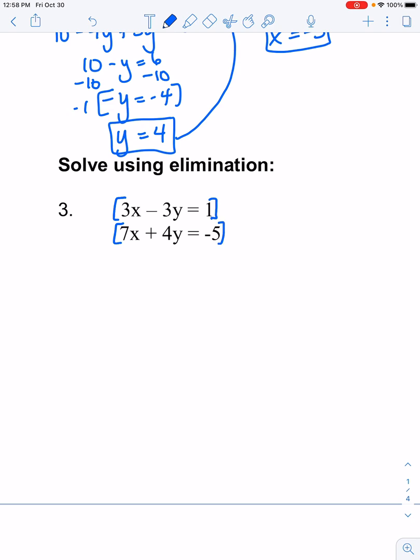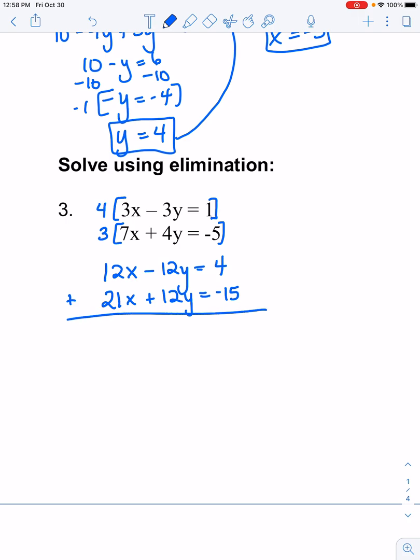So I think about my least common multiples of 3 and 7 or 3 and 4. I'm thinking it's going to be best to turn my y's into 12y's rather than turning the 3x and 7x into 21x. So let's multiply the top equation by 4 and the bottom equation by 3. That's going to create 12x minus 12y equals 4. And then I'm going to get 21x plus 12y equals negative 15. Now when I add, my y's will eliminate.